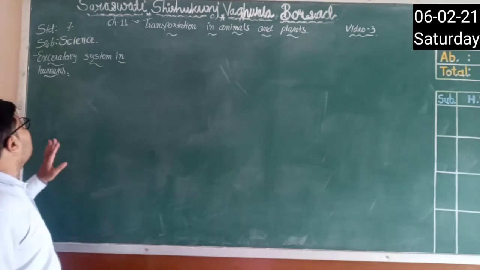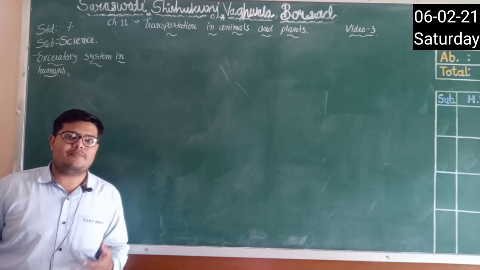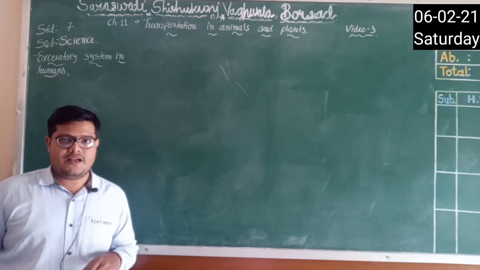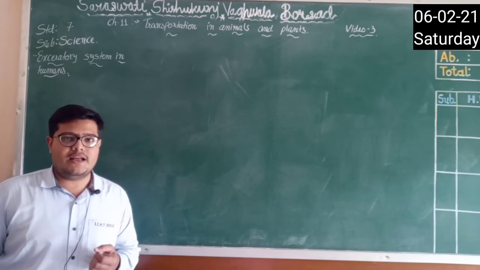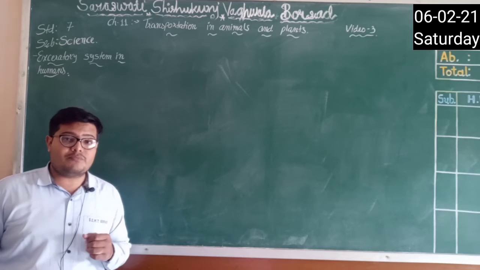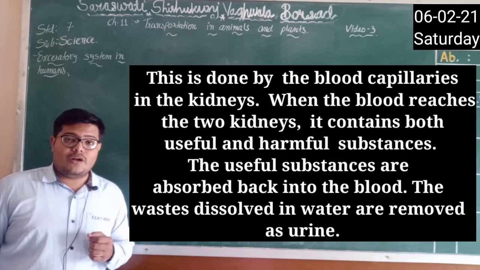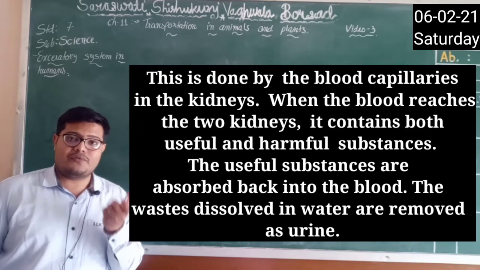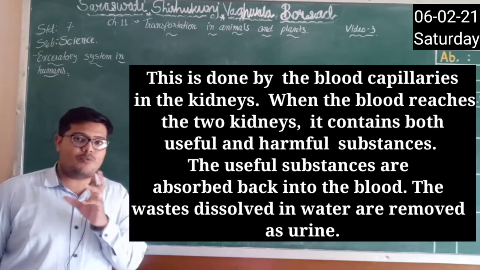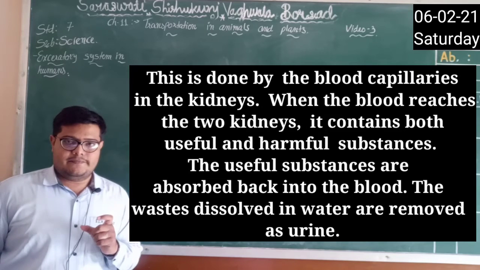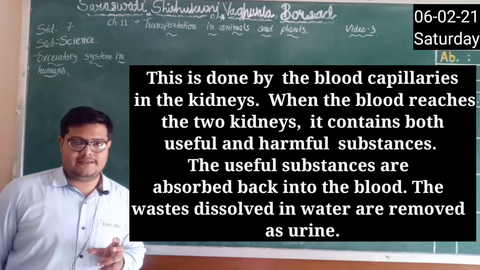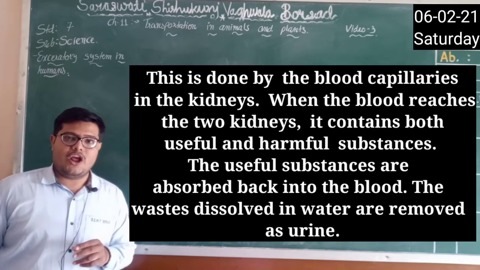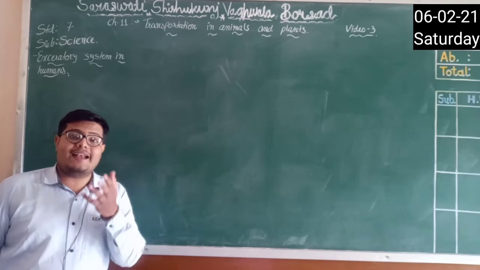Now let's talk about the excretory system in humans, in our body. The waste which is produced in your body mixes with the blood. Now that waste should be removed from the body, so how can it be done? A filtration process is required, because the waste is already in your blood. So your blood should be filtered by some organ. That organ is the kidney, and inside the kidney there are blood capillaries. Inside those blood capillaries, your blood gets filtered.